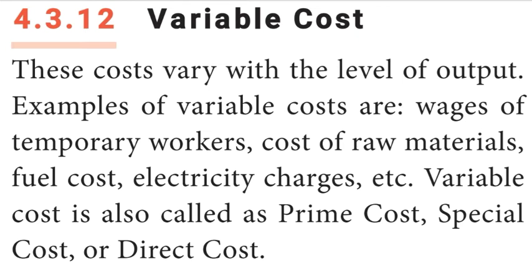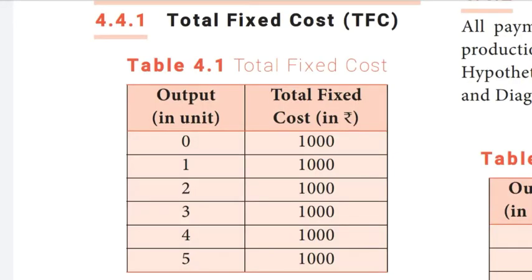Variable cost is also called prime cost, special cost and direct cost. Last, you are going to learn about short run cost curves. First, total fixed cost. All payments for the fixed factors of production are known as total fixed cost.